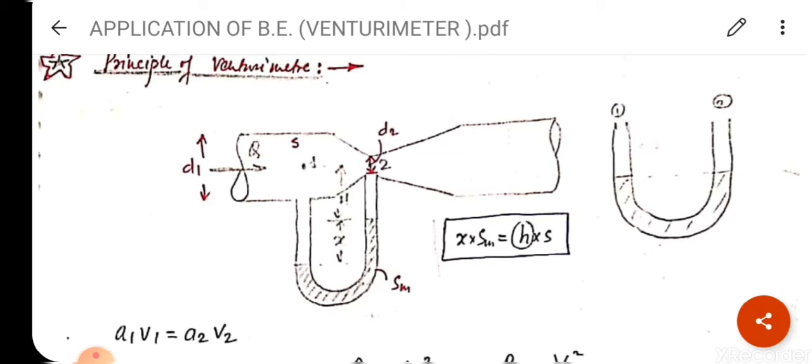D1 is the diameter of the pipe, which is denoted by 1. Q is the discharge. S is the relative density of water. Clear? D2 is the throat diameter. So due to the pressure difference, this manometric fluid will deflect. For example, here this is X. The deflection here is denoted by a small x. SM is nothing but the manometric fluid relative density.